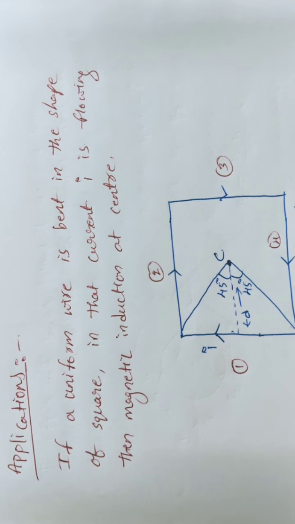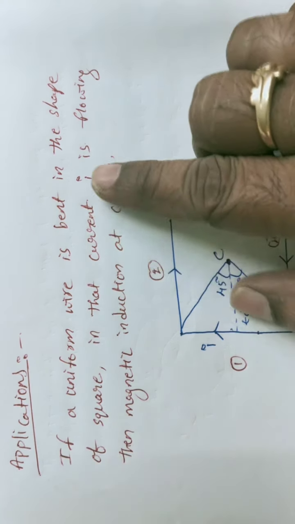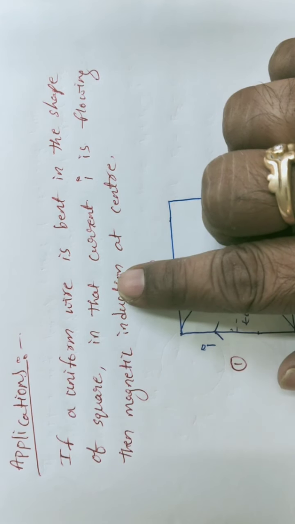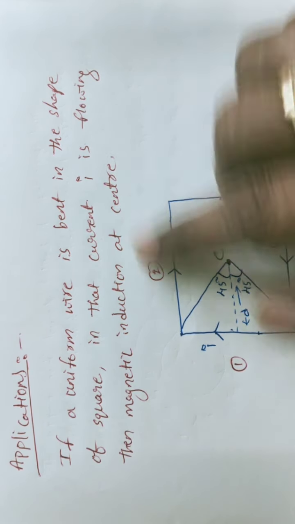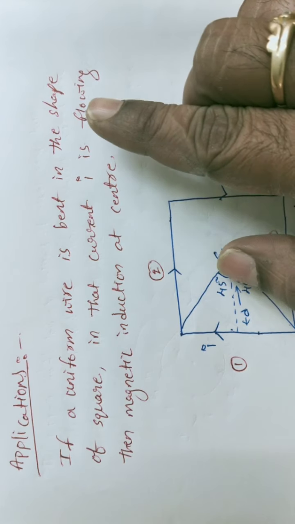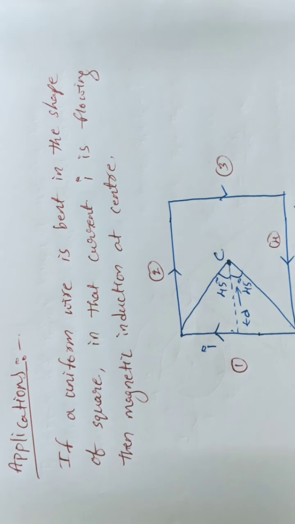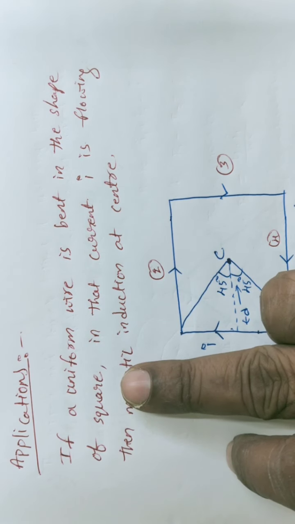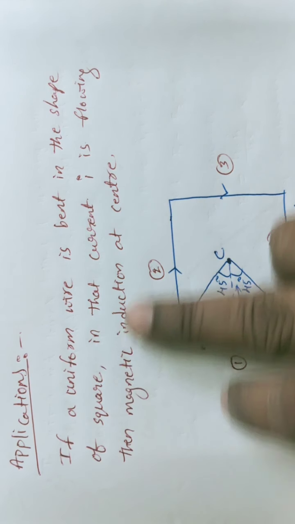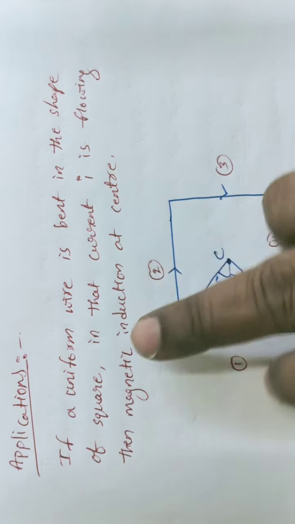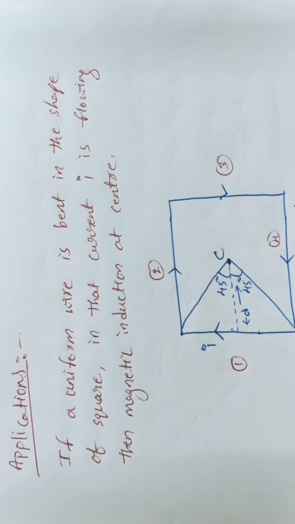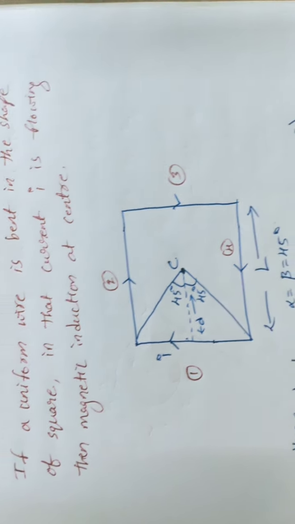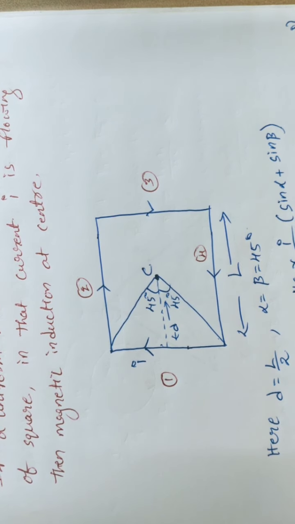Observe carefully. If a uniform wire is bent in the shape of a square in which current I is flowing, then we want to find the magnetic induction at the center. In which shape are we bending? In square shape. See students, this is one diagram I am representing for you.